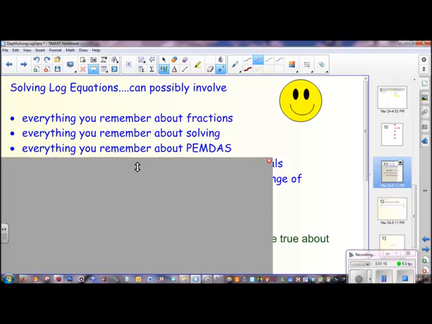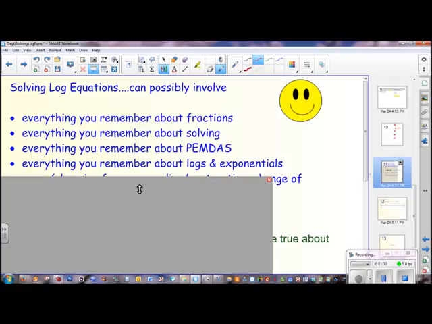Everything you remember about PEMDAS, you have to do things in the proper order. Looking inside of parentheses first, taking care of anything that is happening inside of parentheses. Then looking to exponents, taking care of exponents. Cleaning up both sides of an equation.